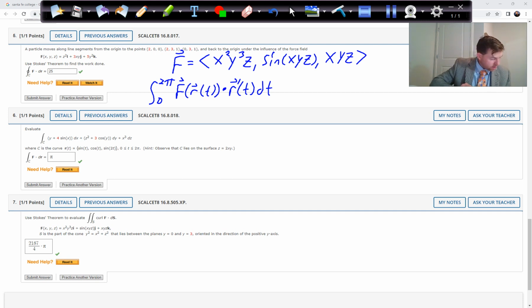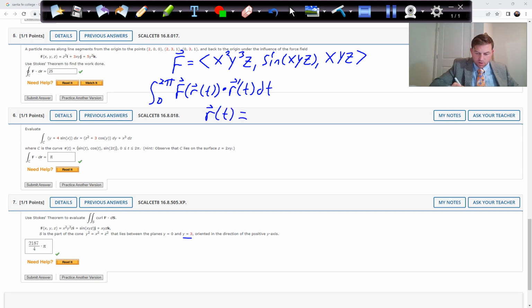And we are going to notice in this problem, let's see here, it says part of the cone, y squared equals x squared plus z squared, lies between y equals 0 and y equals 3. So what we're going to get from that is that this is a circle of radius 3, so y is 3, and this is a circle in the xz plane. So it's a plane we're not used to drawing a circle in, but it is still a circle of maximum radius of 3.